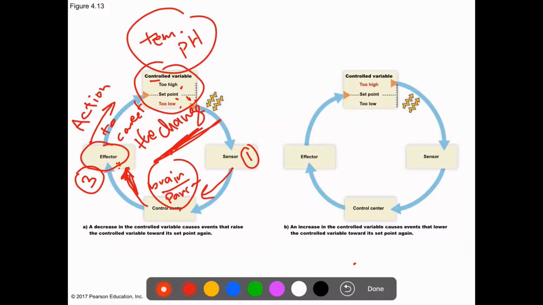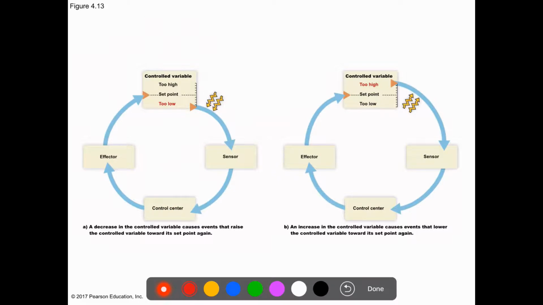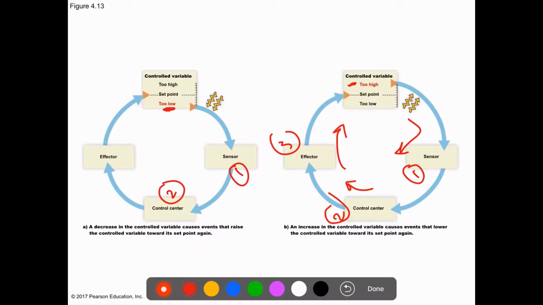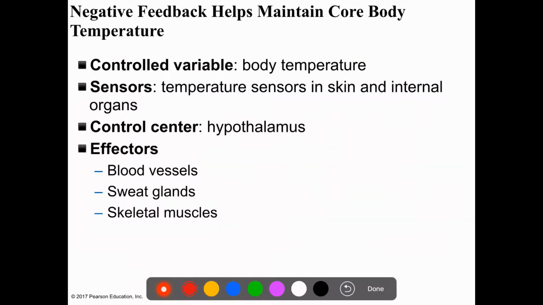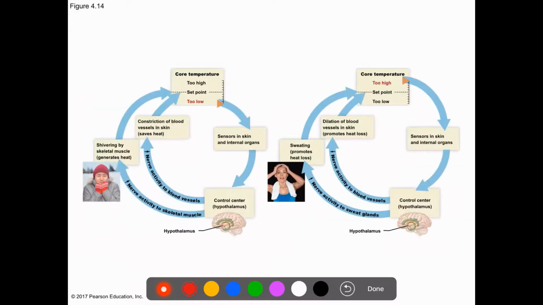And it doesn't matter, like here, for example, with these two images, if it is too low or if it's too high, always the same sequence. 1, 2, 3. Always the same sequence. So let's see, for example, how it happens with temperature. Temperature is a good example of homeostasis and negative feedback.